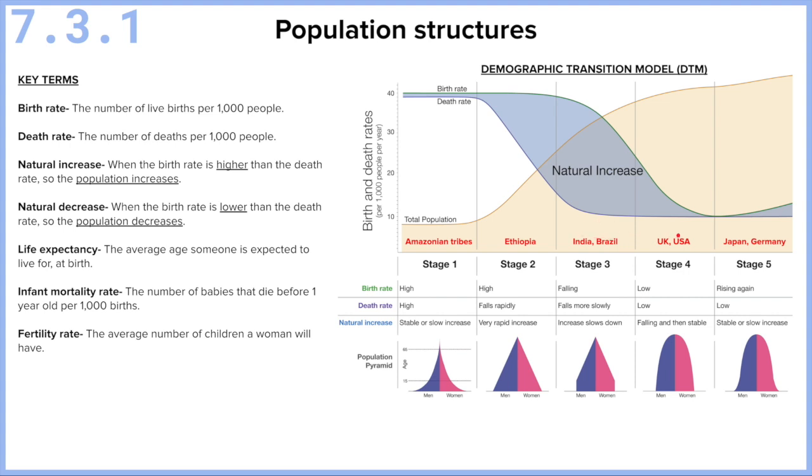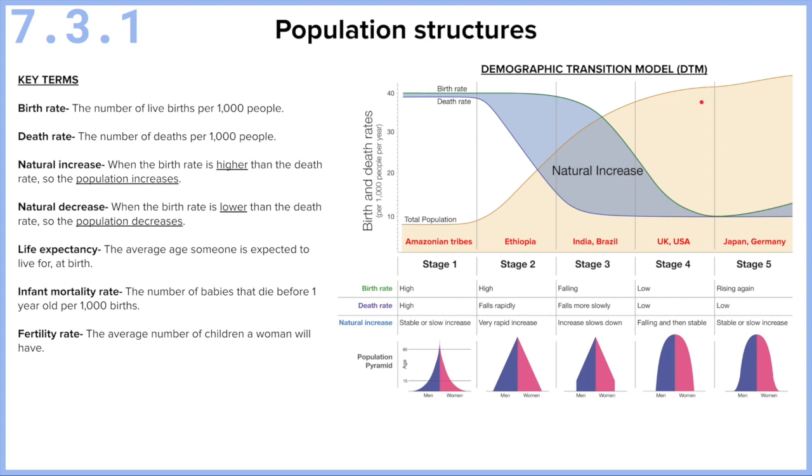And then going into stage 4, this is where we are. And you can see here our birth rate has really started to drop off. And it's coming very close to our death rate. So this means that our population isn't increasing very much at all. So you can see here that our total population is almost flat by the end of stage 4.